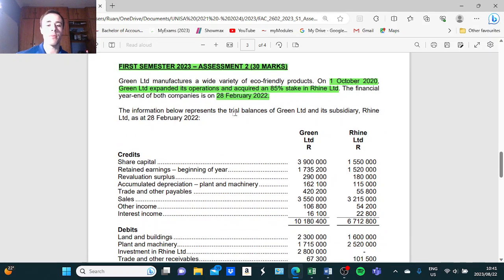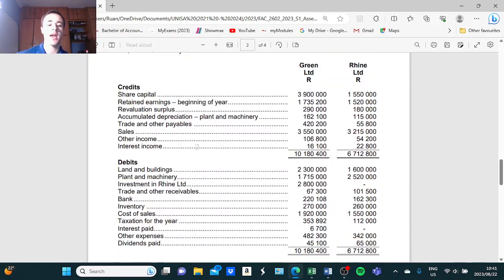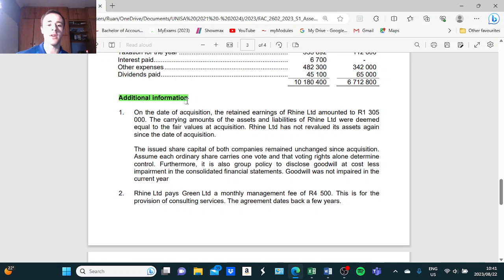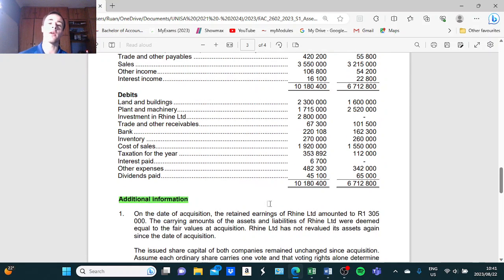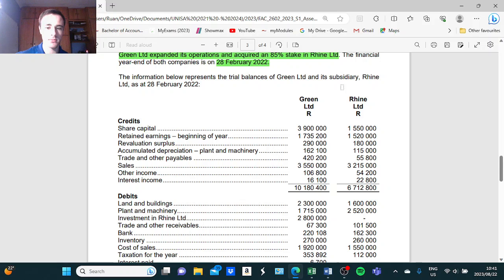And the information below represents the trial balances of Green Limited and its subsidiary Rhine Limited as at the 28th of February 2022. So they give you the trial balances for the two companies, and then they give you additional information regarding intergroup transactions and the equity balances at acquisition. So you will use the additional information as well as the trial balances for the two companies in order to answer the questions that are provided.